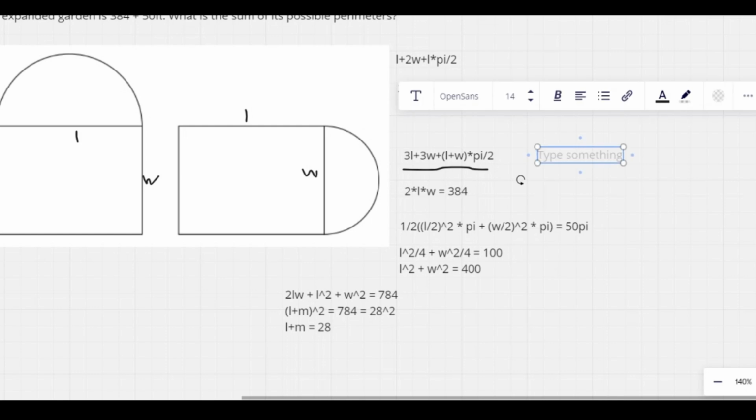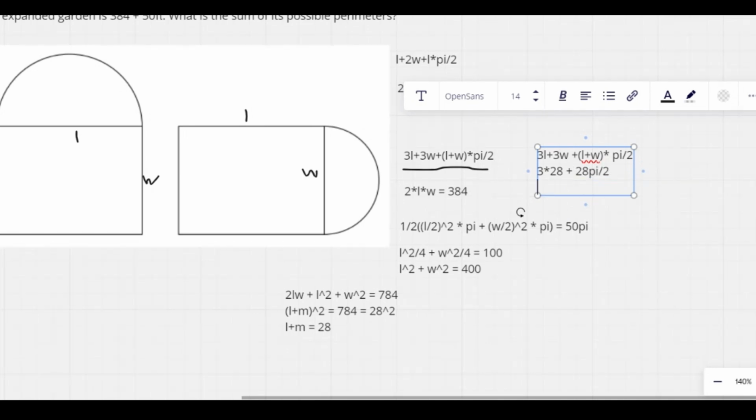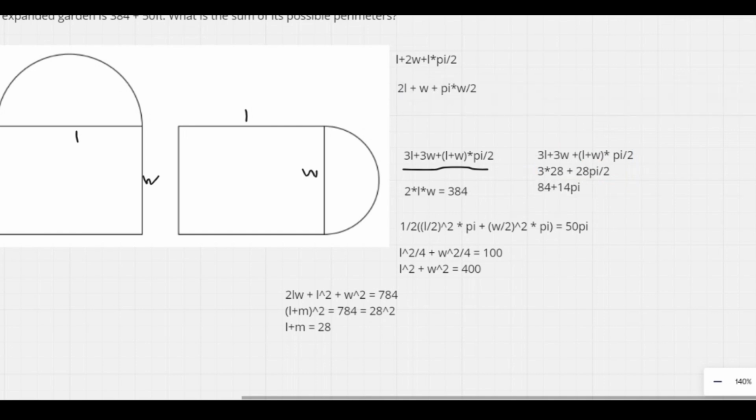So 3L plus 3W plus L plus W times pi over 2 equals 3 times 28, because L plus W is 28, and if you combine these two terms, it'll just be 3 times L plus W. So 3 times 28 plus 28 pi over 2 equals 84 plus 14 pi. So this will be our answer.